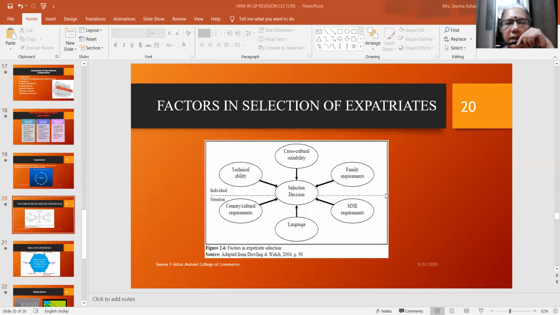When you select an expatriate, these are the different factors which we have already discussed in the earlier slide. You need to have an employee who is very adjusting, who is able to adjust to the new circumstances, to the new country, new culture very quickly, and he does not have too many family responsibilities. Knowing a foreign language becomes an additional benefit.